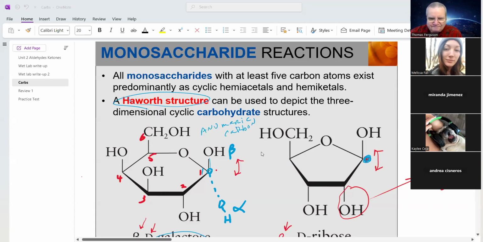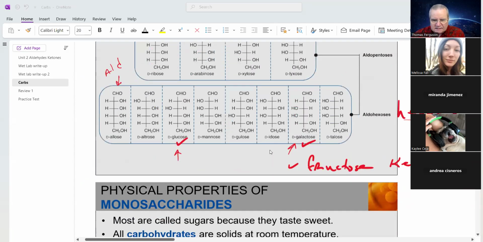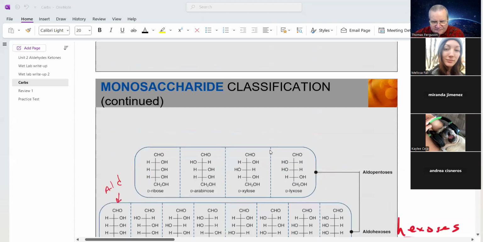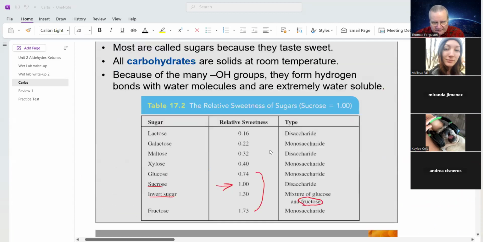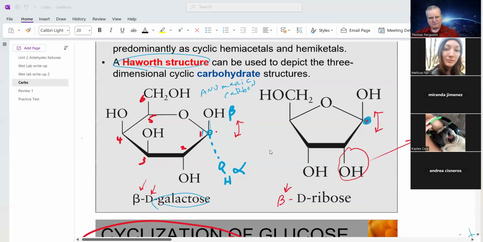Okay, now where we are is, this first part is very straightforward, but this is where it gets tricky. That's why I wanted to review this part.